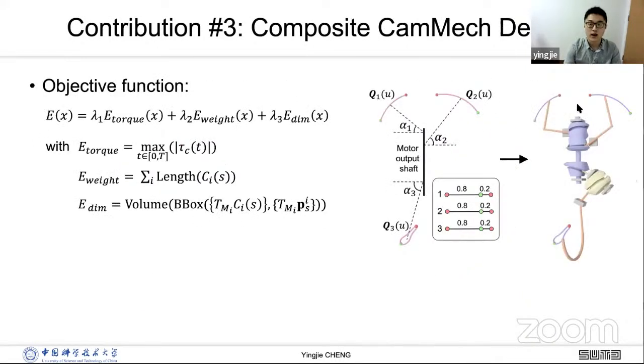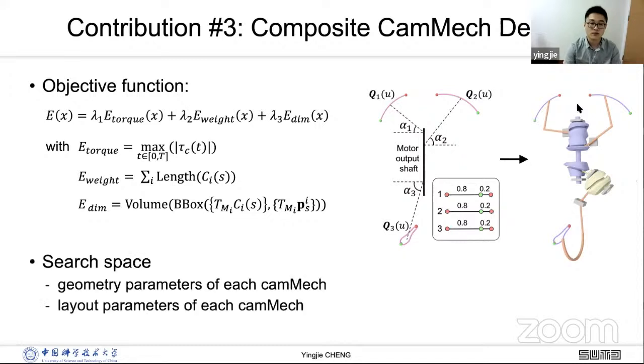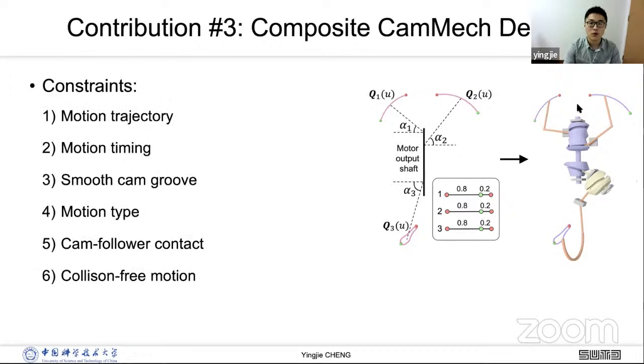We formulate the design as an optimization problem. Our objective function has 3 energy terms. The first 2 are the same as in the single CamMech design. We want less torque and light weight. The last term requires a small motion envelope of the mechanism. Our search space includes geometry parameters of each CamMech, which have been mentioned in the single CamMech design, and the layout parameters among all of the CamMechs. Our optimization has several constraints. Besides the first 5 constraints for each CamMech, we need to avoid collision among the composite CamMech.